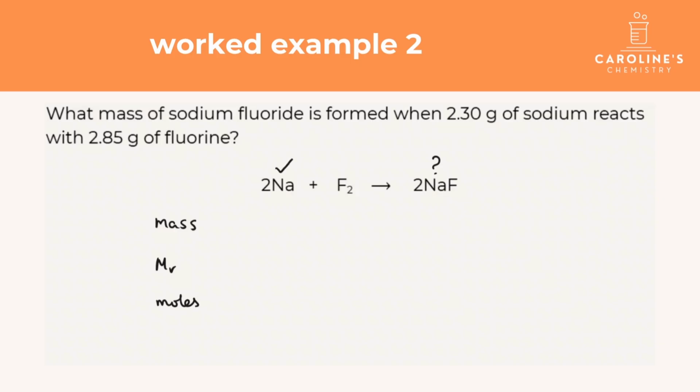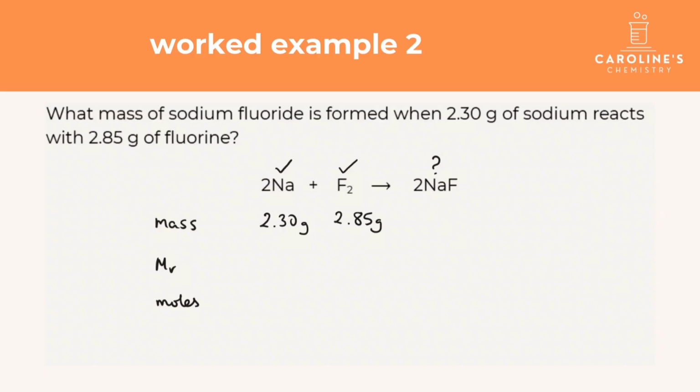For the sodium, we know that we have 2.30 grams. We also know something about the fluorine. We know we have 2.85 grams. And again, compared to any other calculation, you know this is limiting reagents because you have 2 ticks. That means we now have to work down both columns.